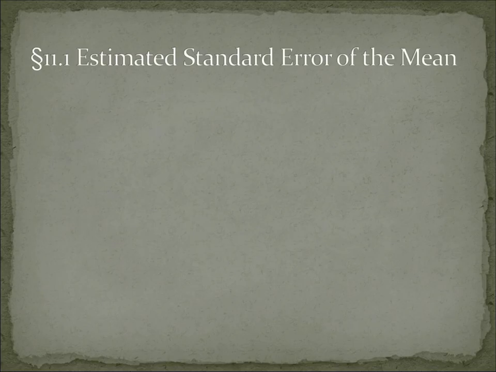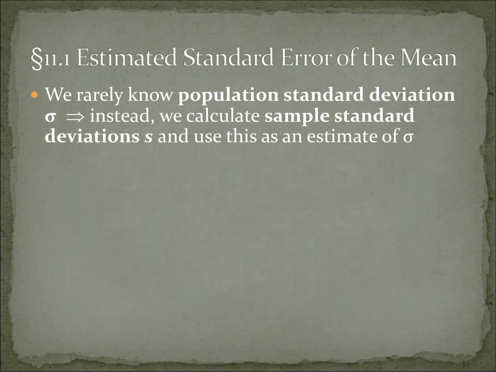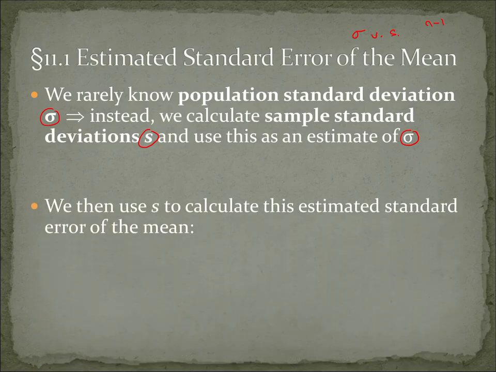So without further ado, let's start talking about the estimated standard error of the mean. We've done this before in the previous chapters, and to be frank, a lot of times we rarely know the population standard deviation sigma. We calculate the sample standard deviation s and use this as an estimate of the standard deviation, or sigma. Remember, the difference between sigma versus our standard deviation really comes down to the formula and whether or not we're using the degrees of freedom of n-1 when we're calculating from our sample.